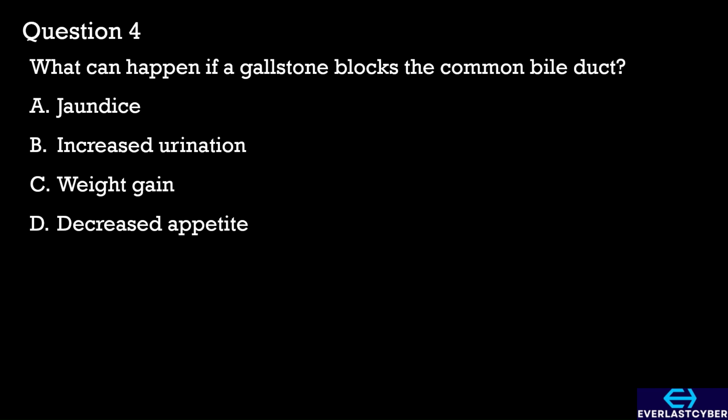The common bile duct carries bile from the liver and gallbladder to the small intestine. So if a gallstone blocks this duct, bile will not be able to flow normally. This will cause bile pigments, especially bilirubin, to build up in the bloodstream, and this can lead to jaundice. Jaundice is usually characterized by yellowing of the eyes and the skin.